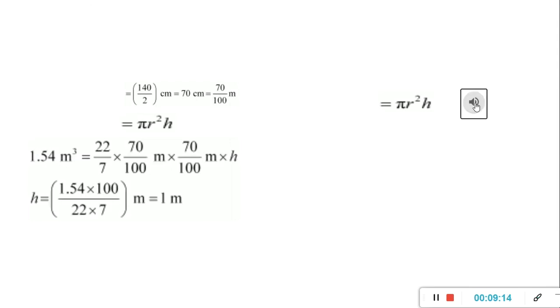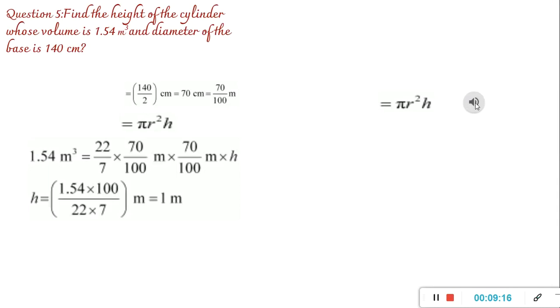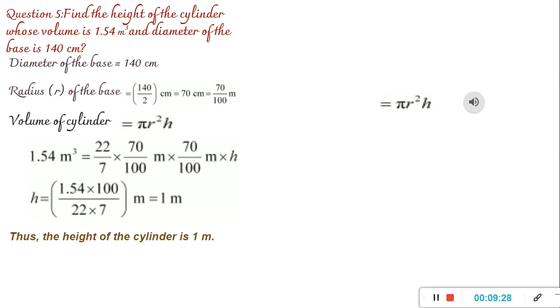Question number 5. Find the height of the cylinder whose volume is 1.54 meter cube and the diameter of the base is 140 centimeter. So here volume is already given, right? And the diameter is also given. From that we can first find the radius. So radius would be 140 upon 2, that is 70 centimeter. But volume is given in meter cube, so we can convert this centimeter into meter, 70 upon 100.